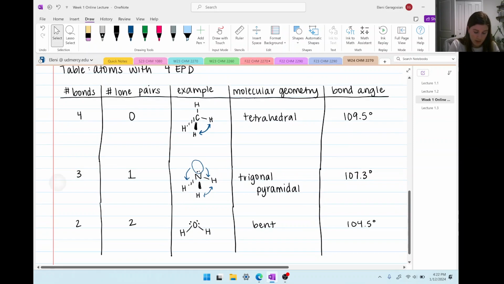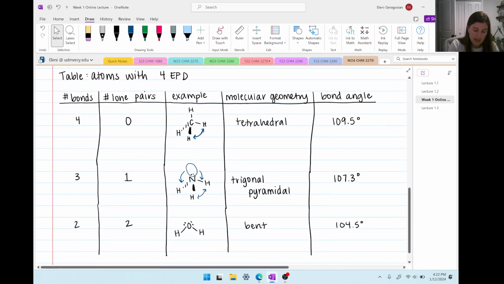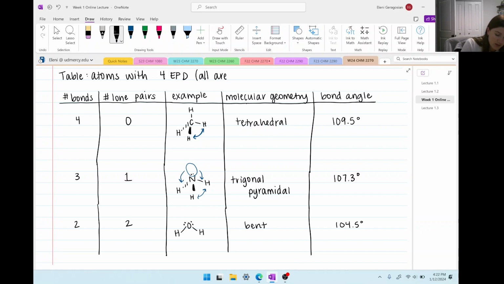Now, all of these molecules, or any atom that has 4 electron pair domains, are all sp3 hybridized and have tetrahedral electronic geometry.